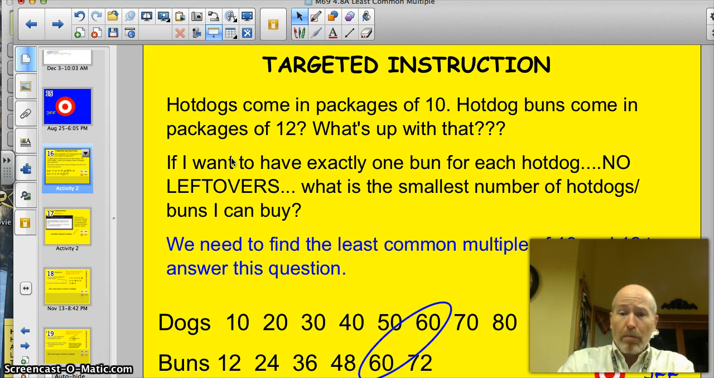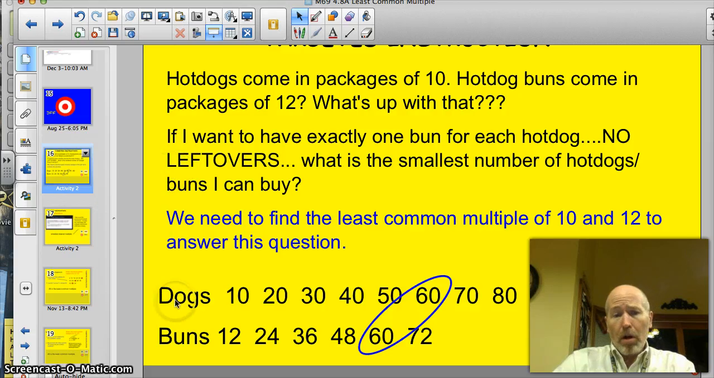Well, in order to solve this problem, we need to find the least common multiple of 10 and 12 to answer the question. So that's what I did. You'll see down below. Here's dogs, and I listed out the multiples for 10. So one package would be 10, two would be 20, three would be 30, 40, 50, 60, and so on. Then I did the buns. Well, 12 buns in one package, 24 in two, 36, 48, 60, 72. And you'll notice that 60 is the smallest number that both 10 and 12 share.